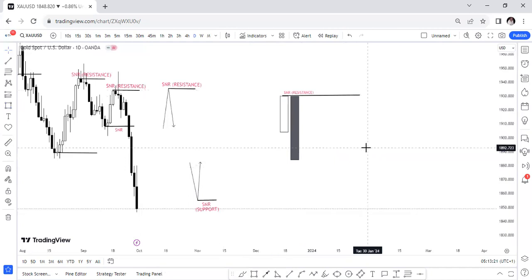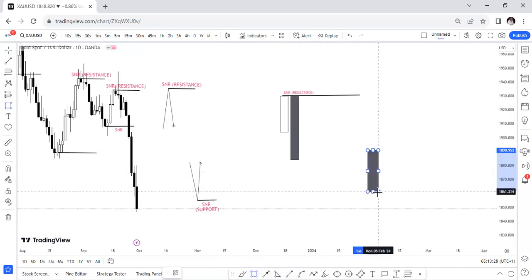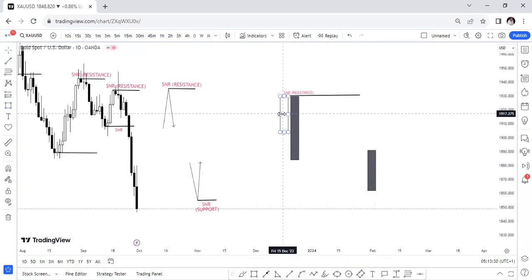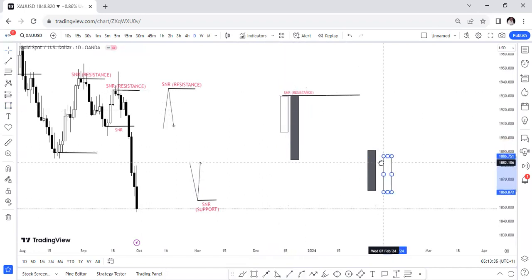Level of resistance. So now for support, this is how it looks.